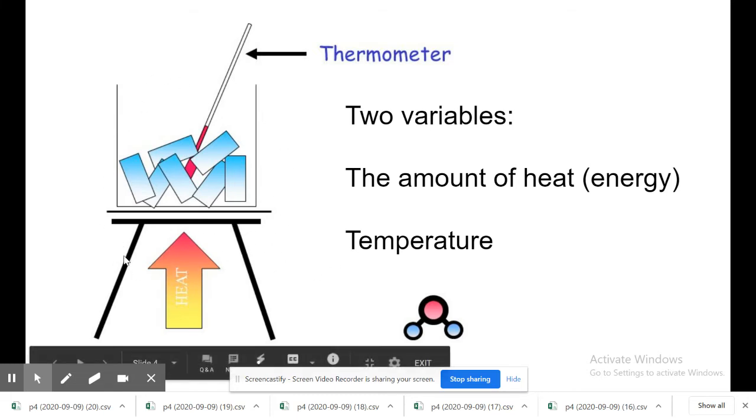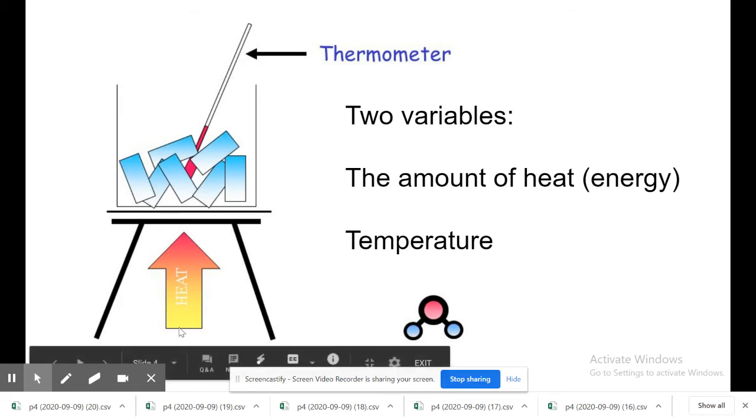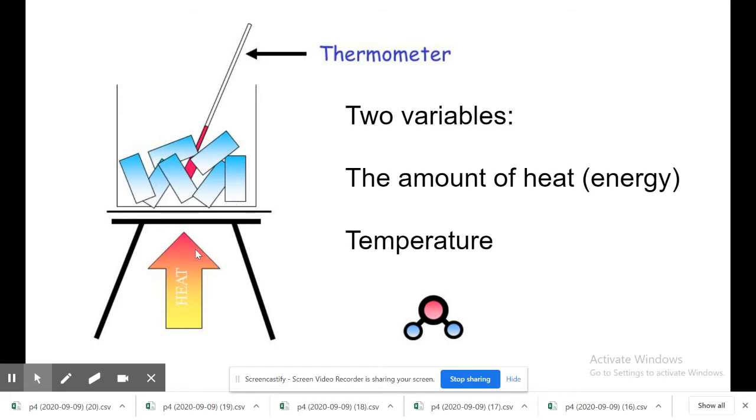We have a hot plate in here and we are heating up a beaker that contains some ice. Those are the solid water. The heater keeps on giving it energy. We call it the amount of heat. And what is changing is the temperature of the material, the ice.